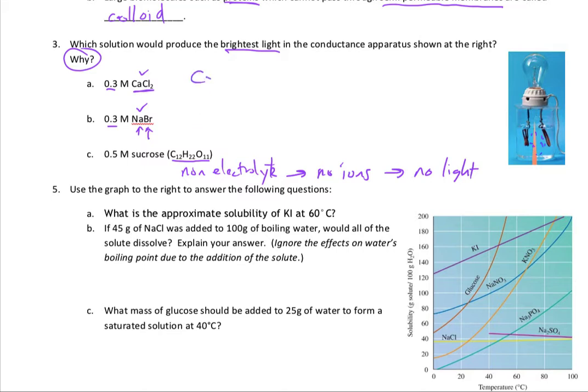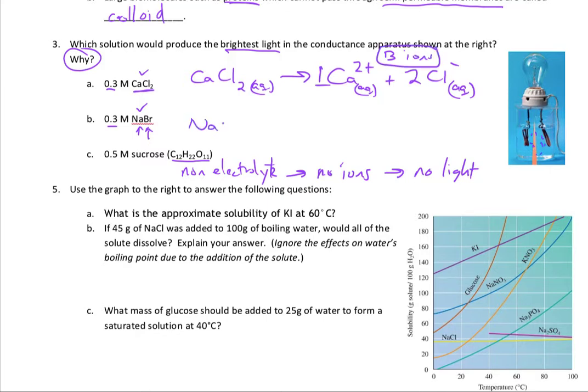Let's just take a look at the equation real quick. It completely dissociates in solution because it's a soluble salt. Notice I'm having to balance out the number of chlorides here. There are 2 in the formula because calcium always has a +2 charge. So I have to have 2 chlorides to balance out the charge here. And now notice there's a total of 3 ions in the solution, versus sodium bromide, which when it dissociates only forms 2 ions.